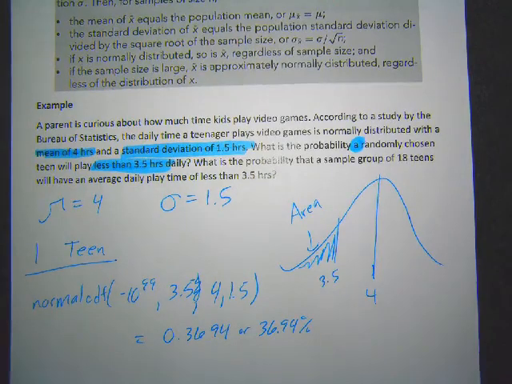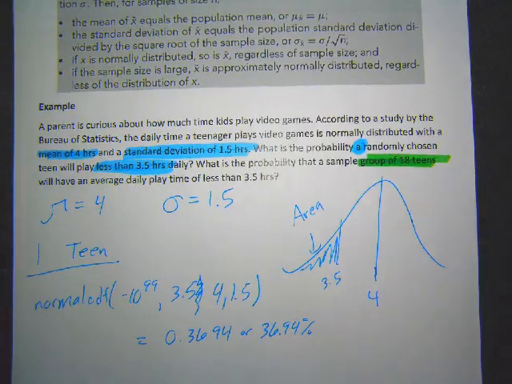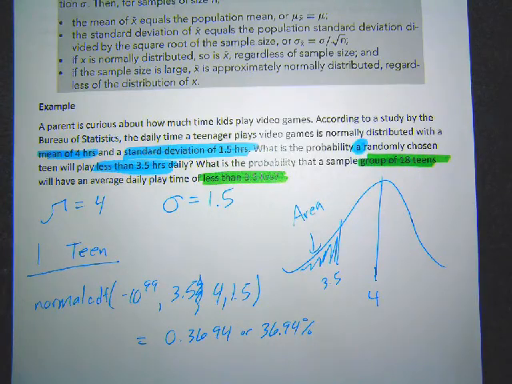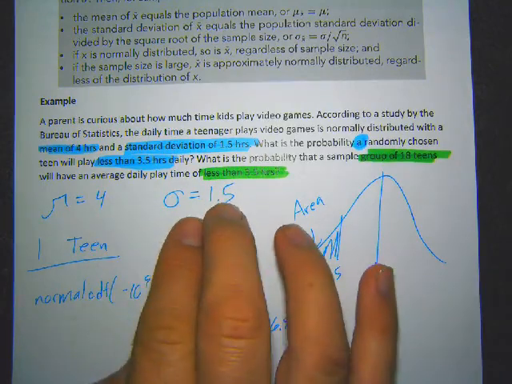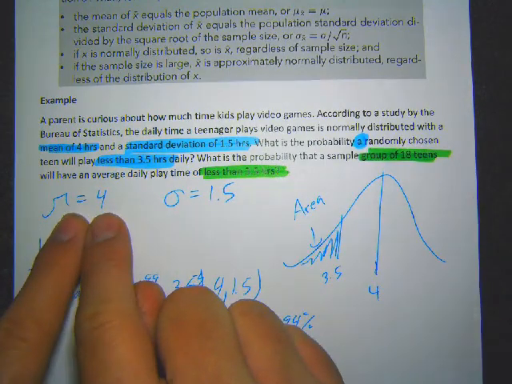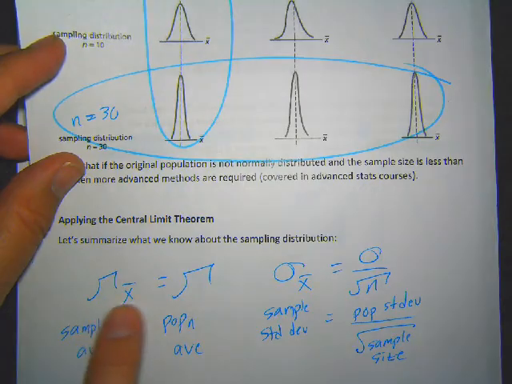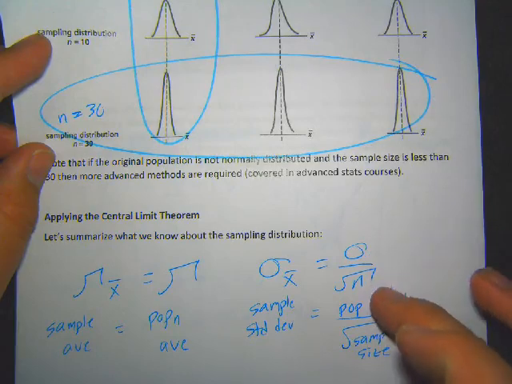Now, what if, instead of looking at just one kid, we say we have a group of 18 teens and the time they play is less than 3.5 hours? So the difference here is now I'm not just looking at one person, I'm looking at a group of people. So I don't get to use the standard deviation as is, because remember, the bigger your group gets, the smaller your standard deviation gets. We are going to still use the mean of 4, because that doesn't change. The mean for the population is always going to be the same as the mean for the sample. But to find the standard deviation, we're going to have to divide by the square root of n.